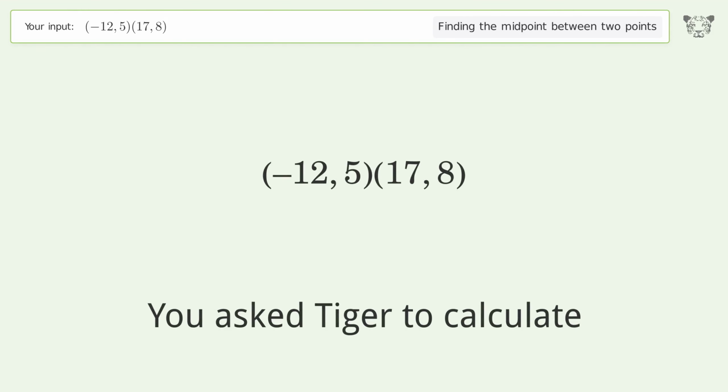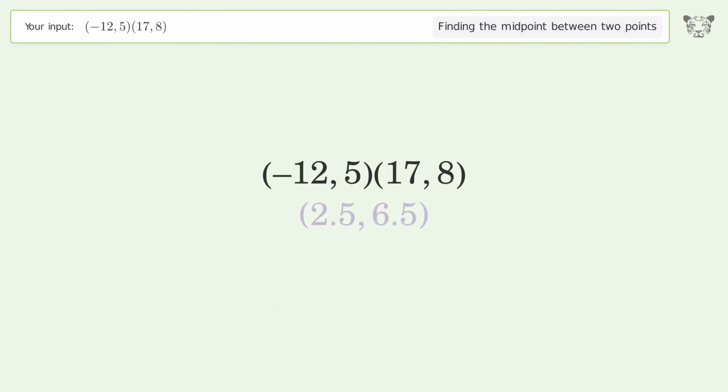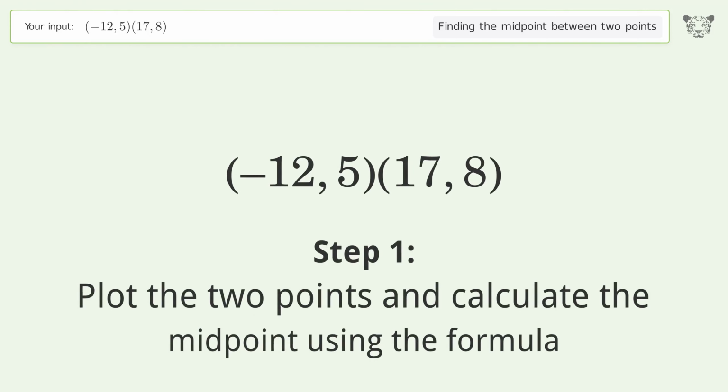You ask Tiger to calculate. This deals with finding the midpoint between 2 points. The midpoint between the 2 points is 2.5, 6.5. Let's solve it step by step. Plot the 2 points and calculate the midpoint using the formula.